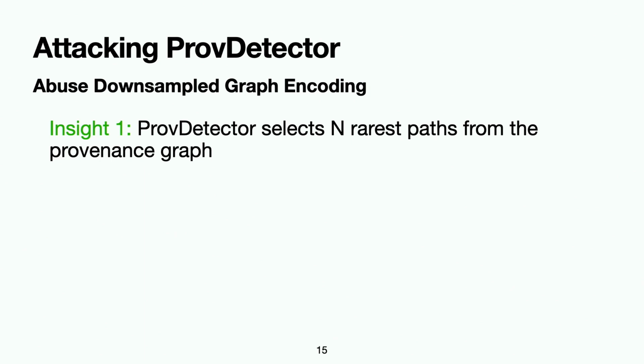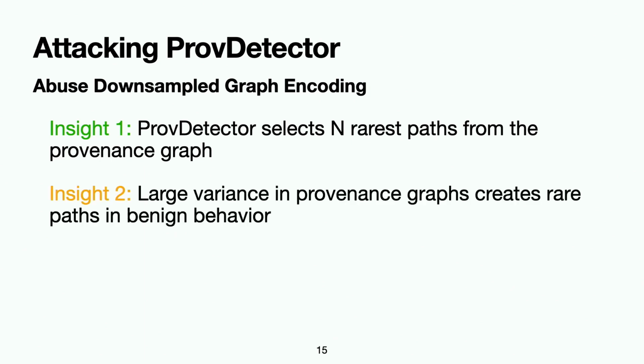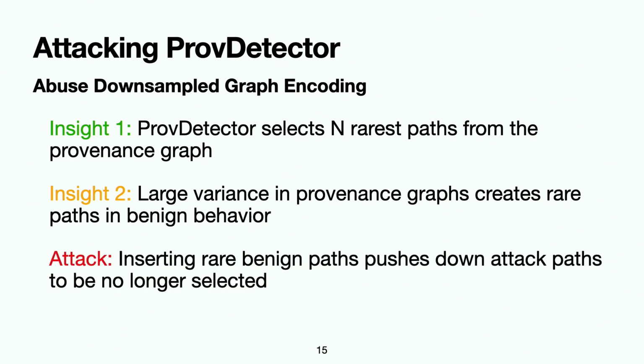the provenance graph. This means, because provenance graphs are modeling system activity, there exists large variance in benign data. As a result, there naturally exists rare paths within benign data. So an attacker can insert these rare paths alongside their attack so that these attack paths are pushed down and no longer selected by Prov Detector.